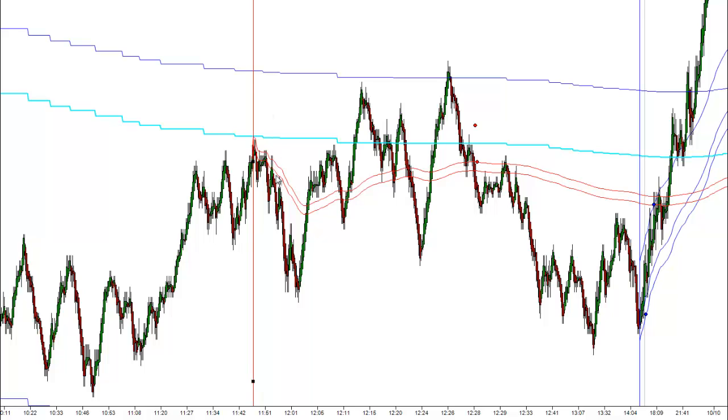The odds of getting an extended pullback versus just a nice scalping trade are much higher when you're testing into this type of zone. And so you can see how launching this curve is helpful in this scenario.